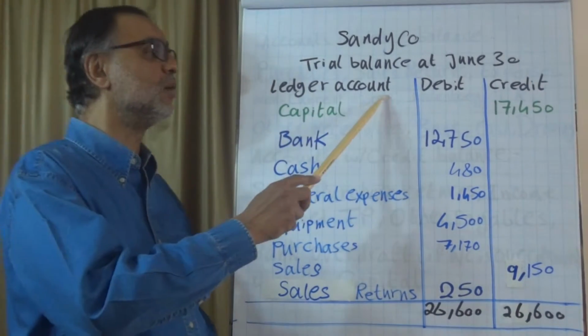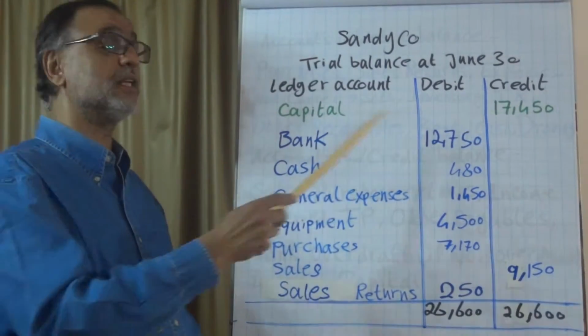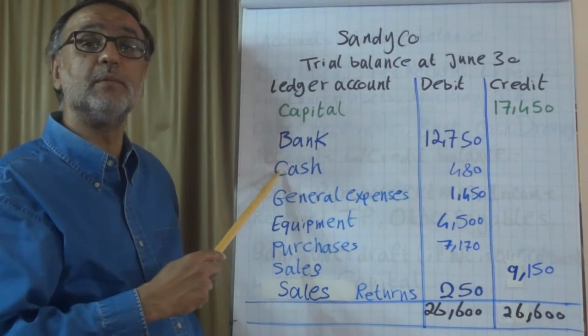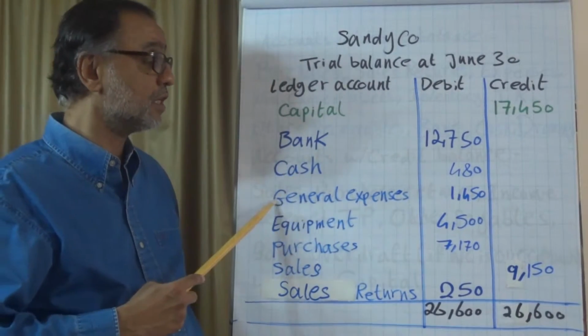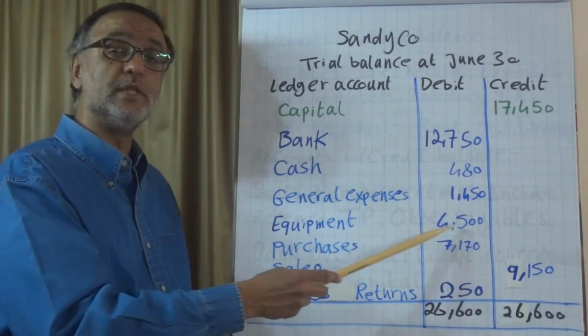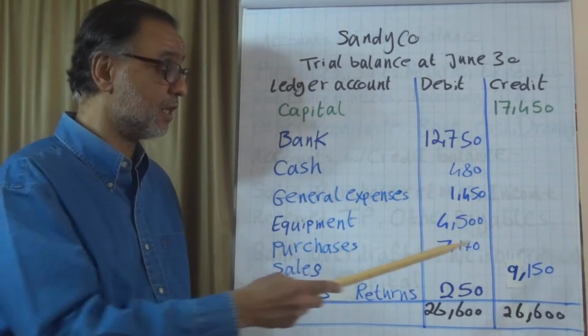An example of the trial balance is here. We put the ledger accounts with the debit and credit balances. Capital is a credit balance, of course. Cash and bank are debit balances, they are assets. General expenses are debit by nature. Equipment is debit as an asset. Purchases is debit. Sales is credit.